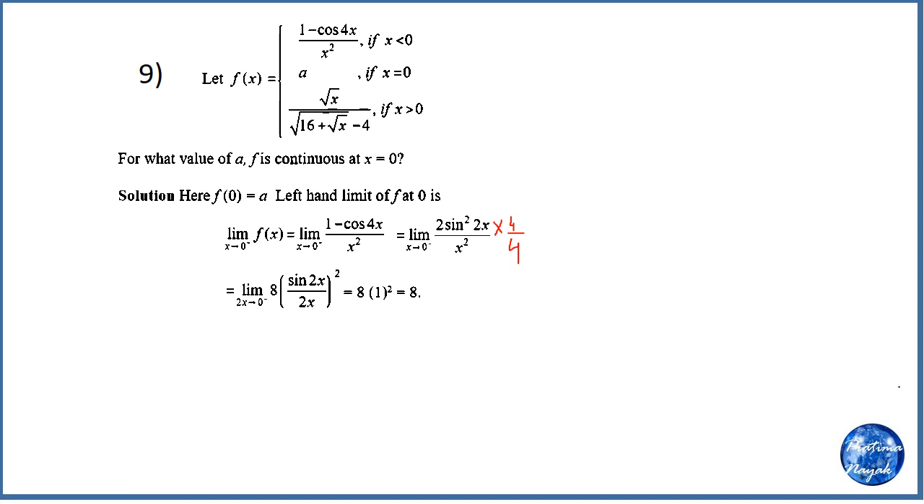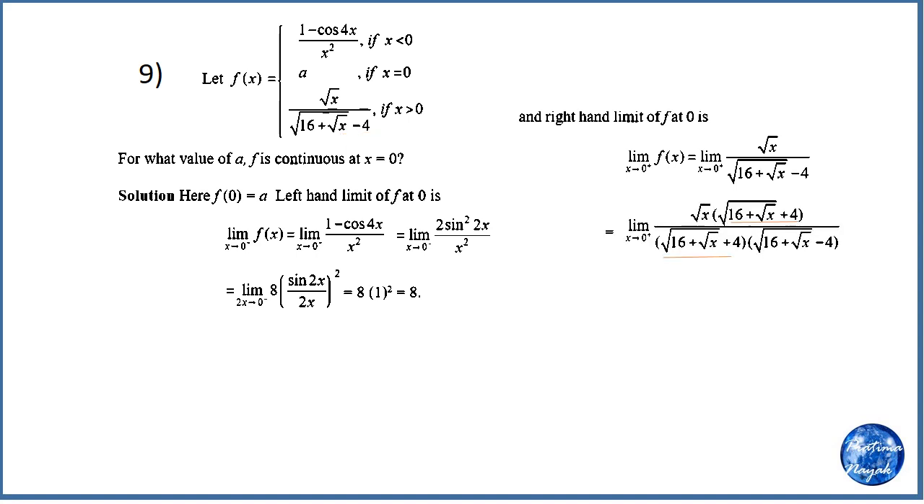Now coming to the right hand limit. So the right hand limit at 0 will be this, and it is given here. Now whenever you see an under root function and want to make it into a limit, you rationalize this. So I'll multiply root 16 plus root x plus 4, both in the numerator and denominator. This was already there firstly.